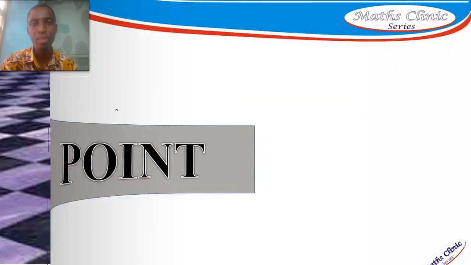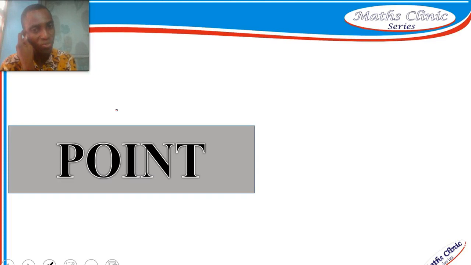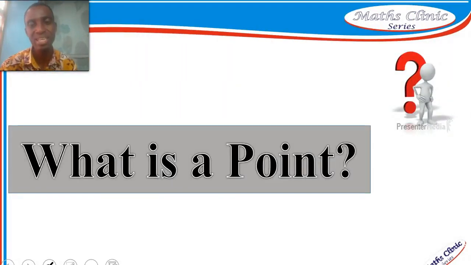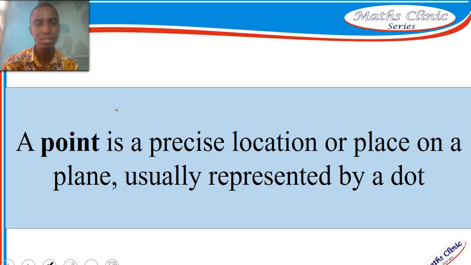Good. Now the next word I want you to think about is point. The question is, what is a point? Pause for a while and think about it. When we talk of points, we say a point is a precise location or a place on a plane, usually represented by a dot. A point is not a dot. We normally represent a point by a dot.